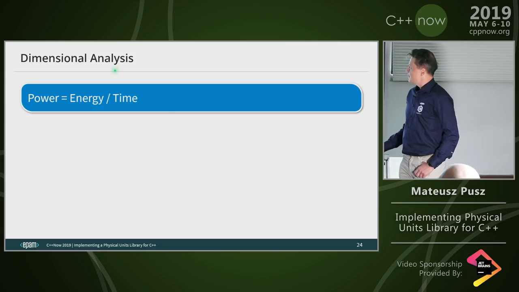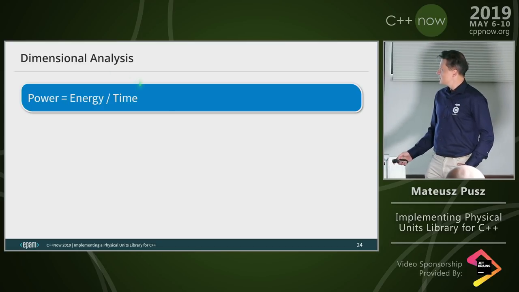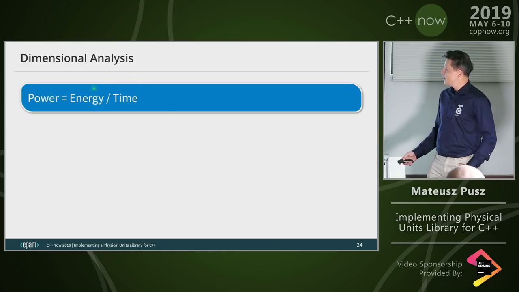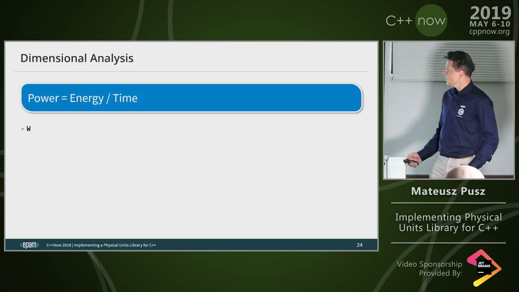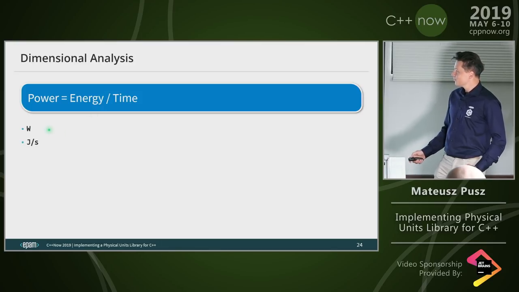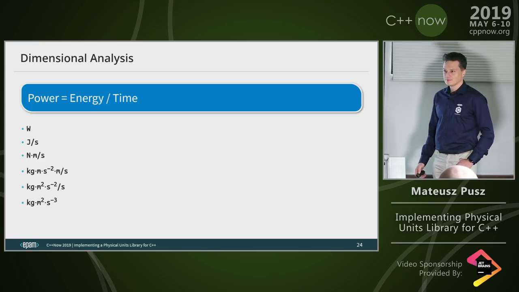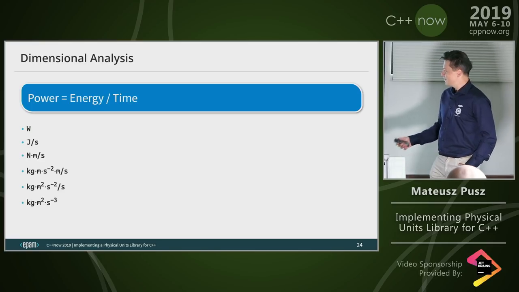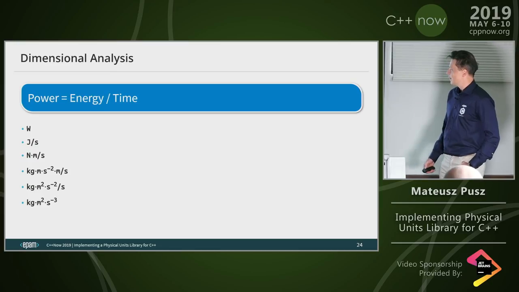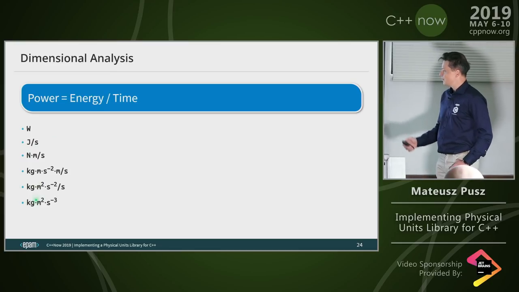What is dimensional analysis? It's basically solving such an equation. We have power, energy, time. You can have the result in watts, in joules per second, or in any of those. And you have to somehow be able to produce or calculate it every time we have specific units in our equation.